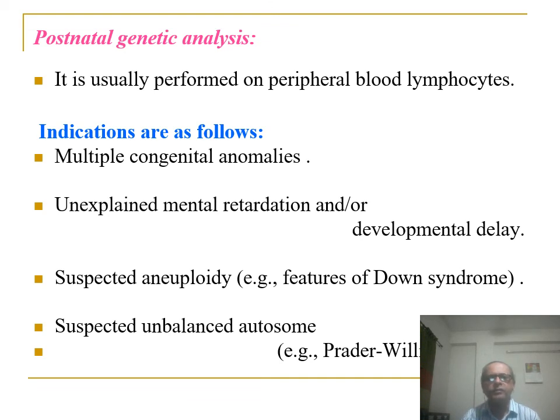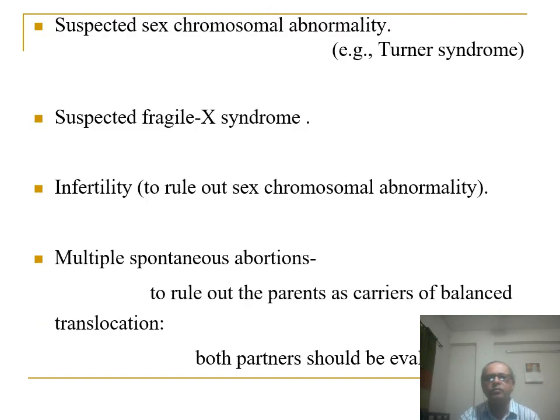Postnatal genetic analysis. It is usually performed on peripheral blood lymphocytes. Indications are as follows: multiple congenital anomalies, unexplained mental retardation or developmental delay, suspected aneuploidy, that is features of Down syndrome, suspected unbalanced autosomes, that is Prader-Willi syndrome, suspected sex chromosomal abnormality, that is Turner syndrome, suspected Fragile X syndrome, infertility to rule out sex chromosomal abnormality, multiple spontaneous abortion to rule out the parent as carrier of balanced translocation. In this condition, both parents should be evaluated.